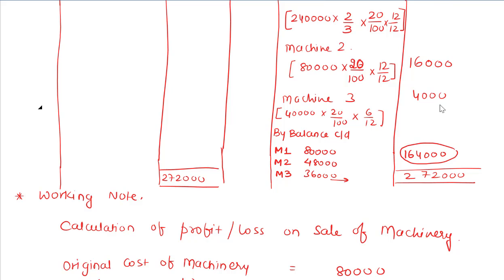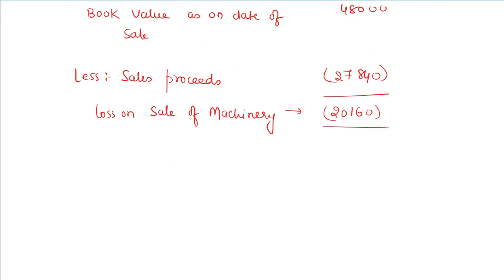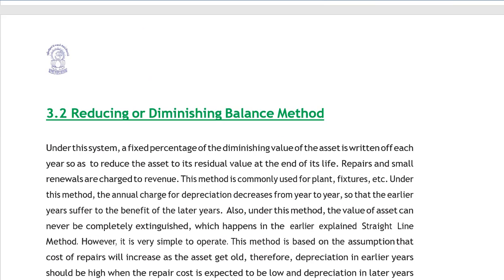80,000 plus 48,000 plus 36,000. The total is 1,64,000. I believe you understood this. I believe you must have understood till here. Let us move ahead.